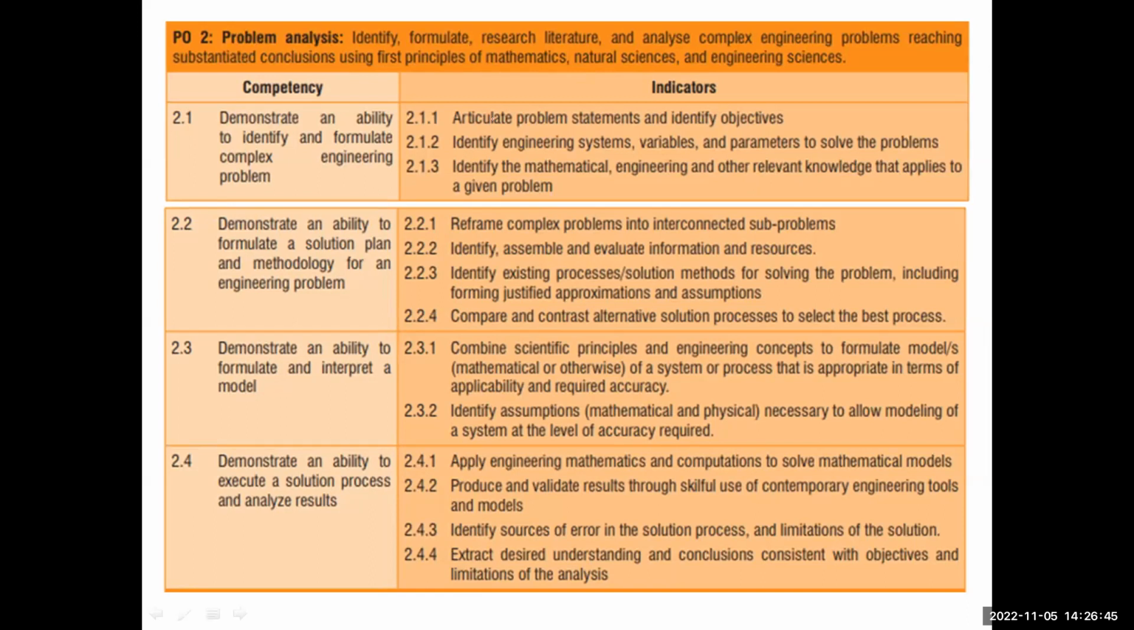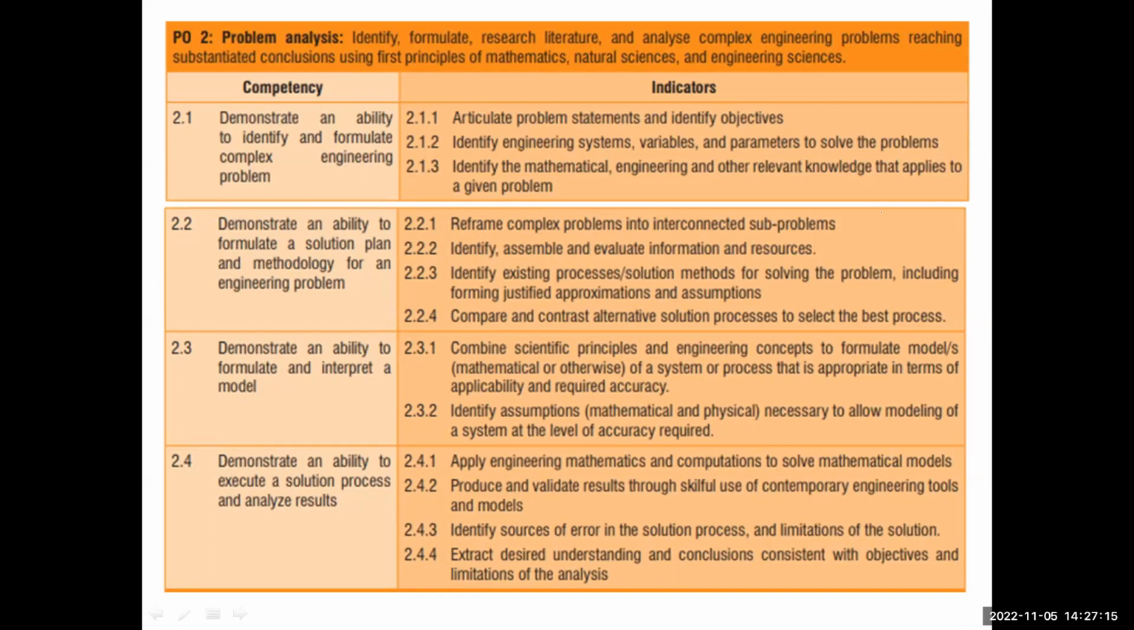Once we are able to define the competencies, we will now define the sub-bullets of each competency as the performance indicators. So if the students are able to articulate the problem statements and identify objectives, then this PO could be mapped. Then identify engineering systems, variables, and parameters to solve the problem. Then identify the mathematical, engineering and other relevant knowledge that applies to a given problem can be again done.